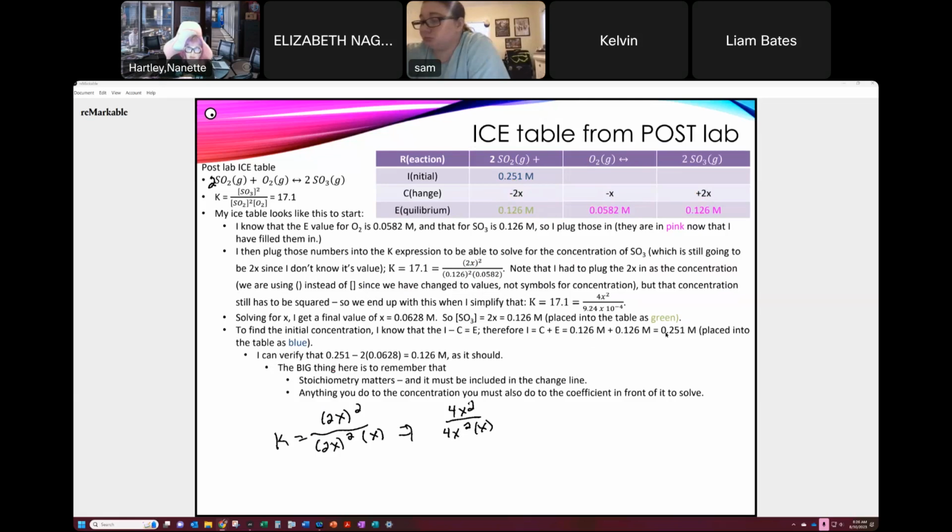Professor, I actually have a question on this. Yes. I think this is where I got stuck, because if you take a look at the change, right? Yes. On the ICE table. Yes. On the reactant side, you have negative 2x and a negative x. And on the product side, you only have plus 2x. I thought it was supposed to equate to 0.